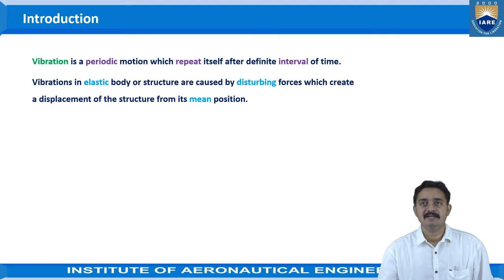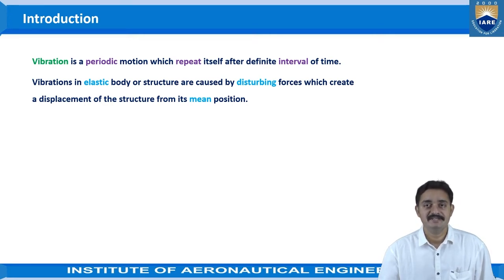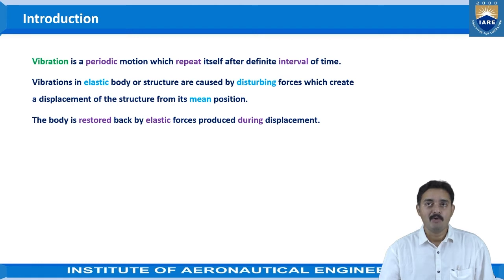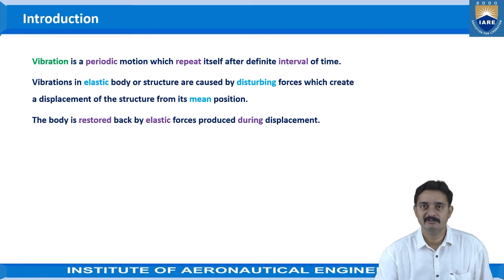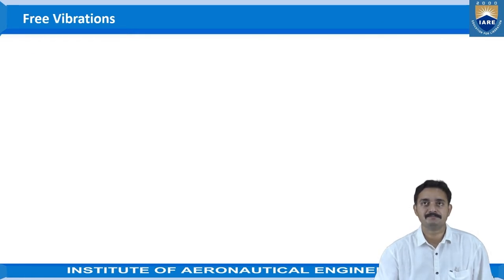So it can be said that vibrations in an elastic body or structure are caused by disturbing forces which create a displacement of the structure from its mean position. The body is restored back by elastic forces produced during displacement, right? The elastic forces will be induced in the body because of the disturbance that is created.